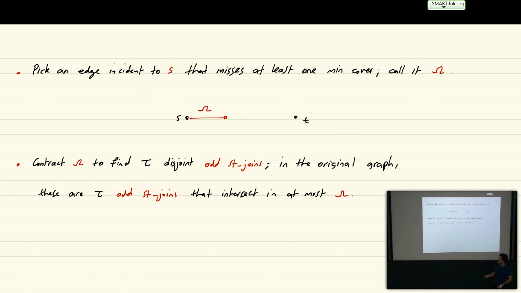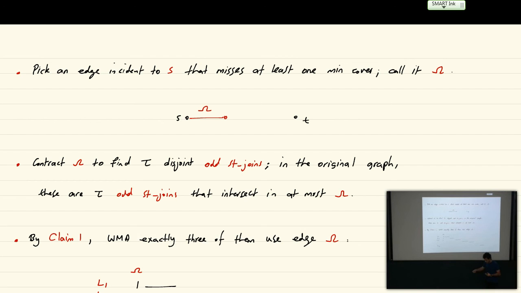Now I'm going to uncontract omega and see what they look like. A lot of them are going to be using the edge omega. But because I don't have tau minus 1 disjoint odd S-joins, that tells me that at least three of them are using edge omega. And then by adding parallel edges, I may assume exactly three of them are using edge omega. So I end up getting an almost packing, basically. I have tau odd S-joins, and only three of them are using edge omega, and there's no intersection anywhere else.